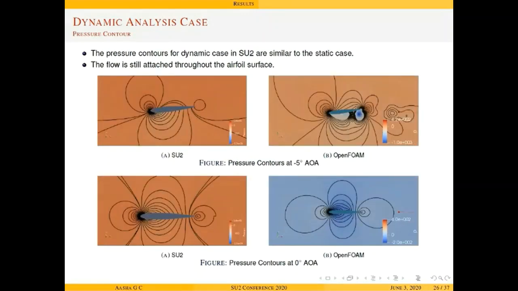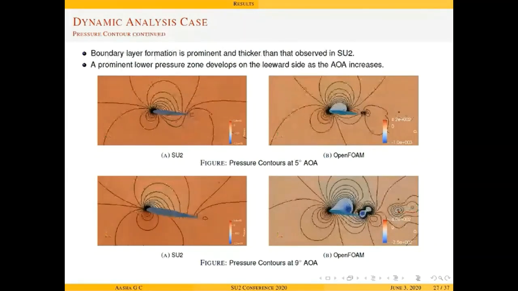Coming to the pressure contour, in the case of SU2 results, the results match with the static case. A low pressure zone develops on the lower surface and a high pressure zone on the upper surface for negative angles. As the angle increases to the positive range, this reverses. For the case of OpenFOAM, a similar trend is observed: at -5 degrees angle of attack, the trailing edge vortices develop, which eventually die out as the angle reaches near zero and begin to reappear as the angle is increased to positive 5, with prominent low pressure zones as the angle keeps increasing up to 9.